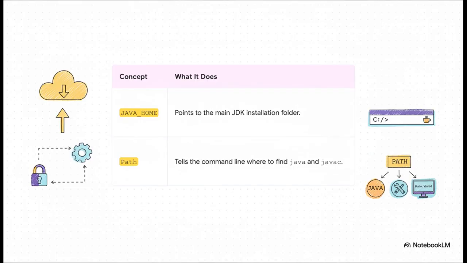And here are the two signposts we need to set up. First is JAVA_HOME. Think of this as the main address of your new Java workshop. It just points directly to that main folder. The second one is called the PATH. This one is a bit more specific. It tells your command line where to find the individual tools inside the workshop, like the java and javac commands. Getting this right is what lets you run Java from anywhere on your computer.